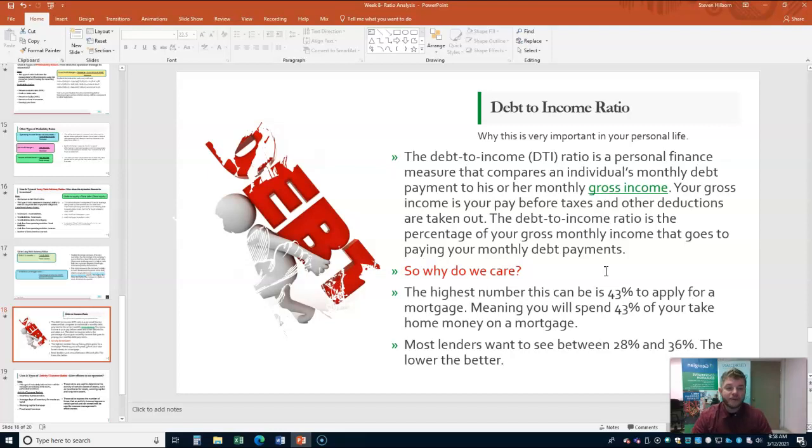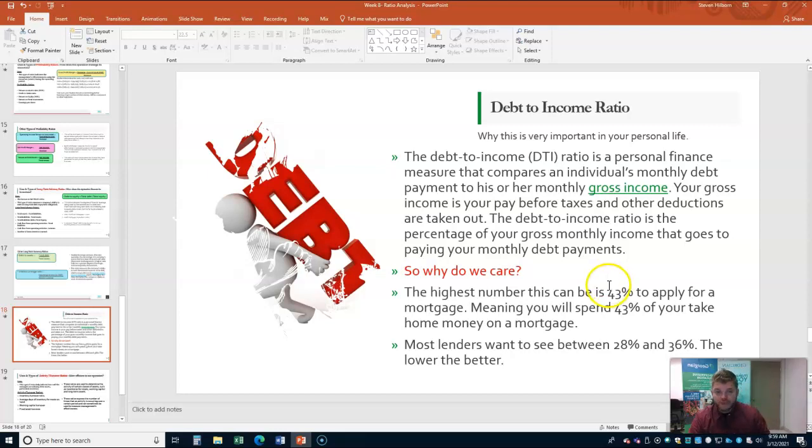The DTI ratio is a personal finance measurement that compares an individual's monthly debt payment to his or her monthly gross income. So monthly debt payment, not the entirety of your debt. Your gross income is your pay before taxes and other deductions are taken out. The debt to income ratio is the percentage of your gross monthly income that goes to paying your monthly debt payments. So why does this matter in your life, or why would you care?